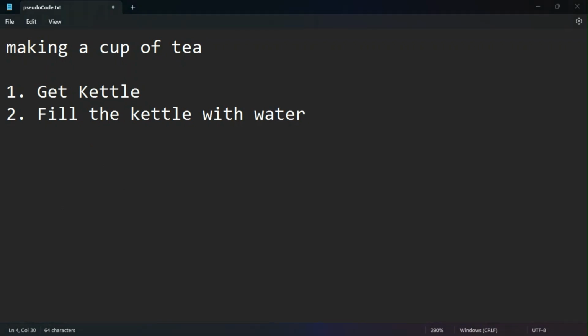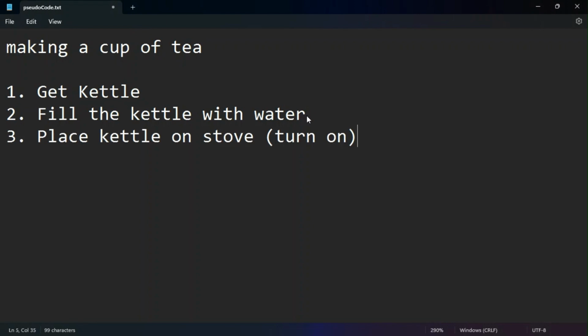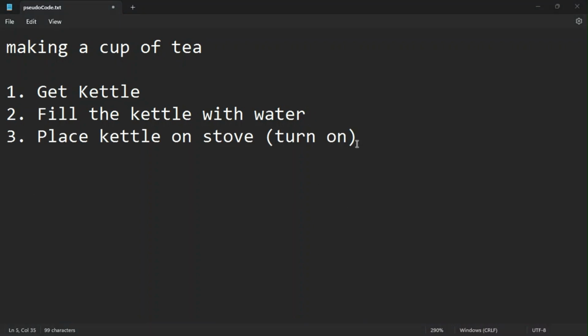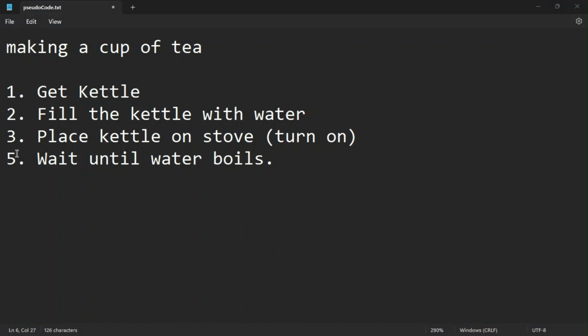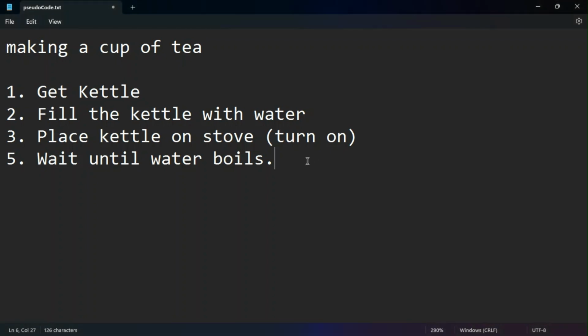We should switch that kettle on or place it on the stove and then let that water boil, and probably one of the most important steps, we should get a tea bag.